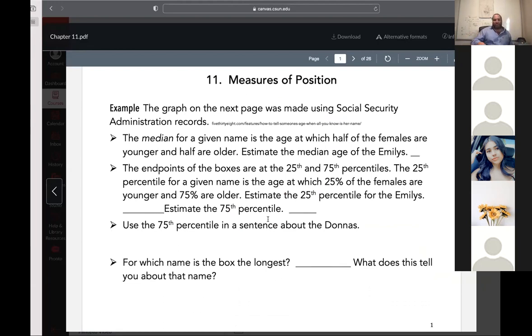Okay, measures of position. I'd stop now, but we have like 25 minutes more of class, and that's a lot of time, and we should really use it wisely.